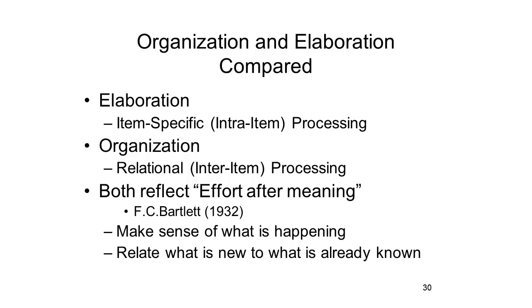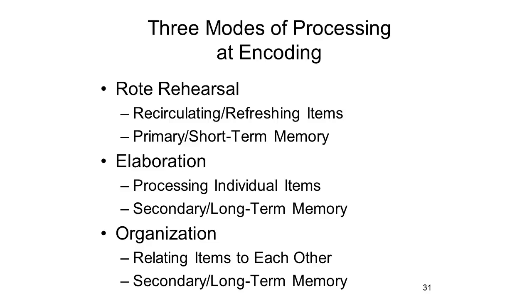In both elaboration and organization, we are trying to make sense of the item, relate it to what we already know. In elaboration, we relate individual new items to what we already know. In organization, we relate new items to each other. So now we have three ways to process an item at the time of encoding. First, rote or maintenance rehearsal, which maintains individual items in a highly active state, makes them highly accessible in short-term or working memory, but doesn't have much effect on their status in long-term memory.